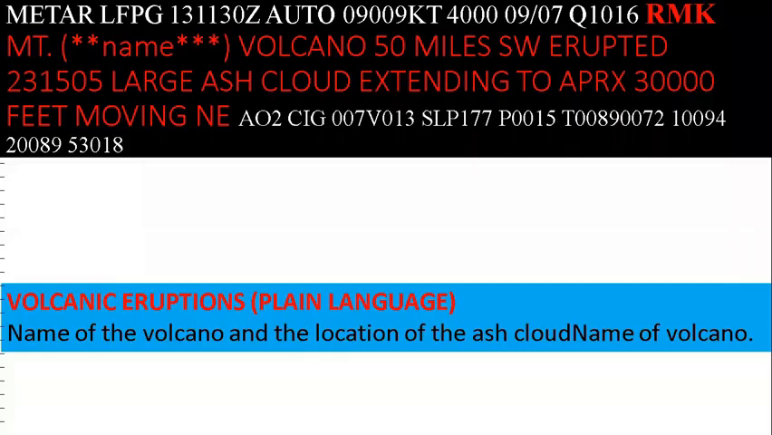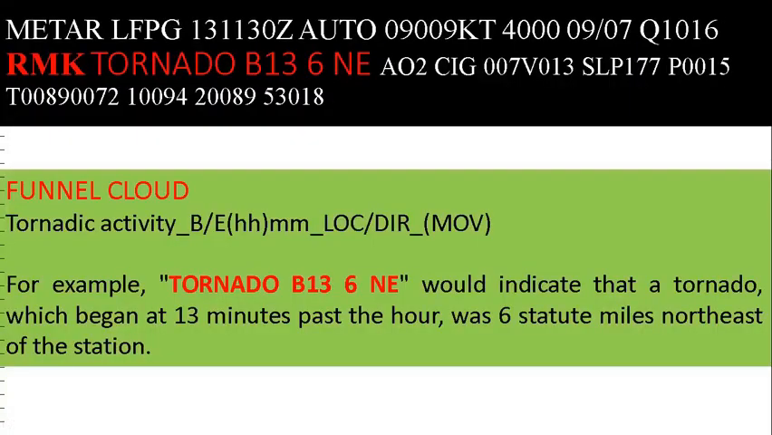First is volcanic eruptions. This remark is self-explanatory. It will have the name of the volcano and the location of the ash cloud. Funnel clouds: you will see tornado, funnel cloud or waterspout with the time it began and ended. For example, TORNADO B13 6 NE would indicate that a tornado which began at 13 minutes past the hour was 6 statute miles northeast of the station.